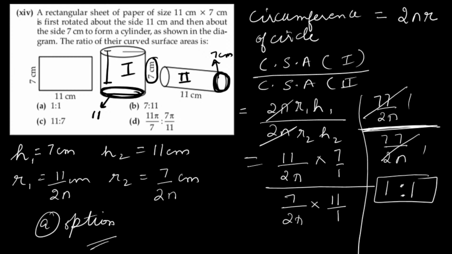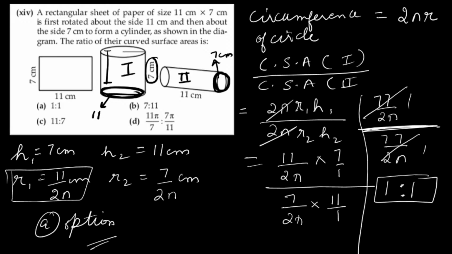So is this question clear? Whenever circumference is given to us, with the help of circumference we can find the radius. Because circumference is equal to 2 pi r, so radius will become circumference divided by 2 pi. Is this question clear to everyone? It was an easy question, not very difficult. Only one thing you have to understand here.